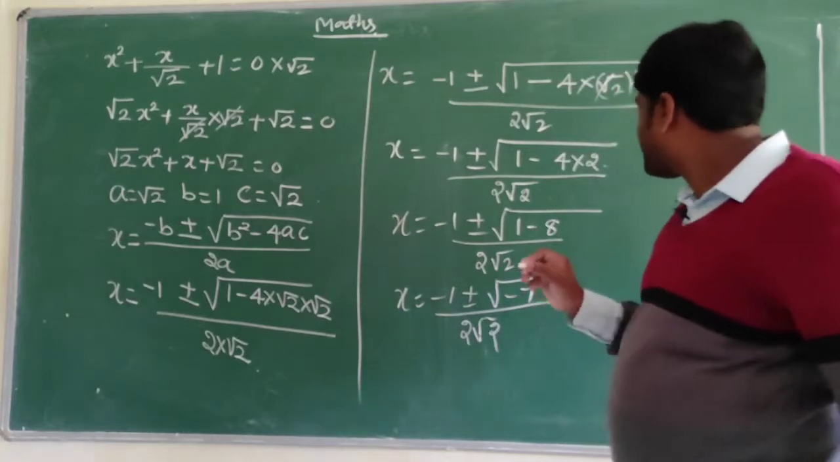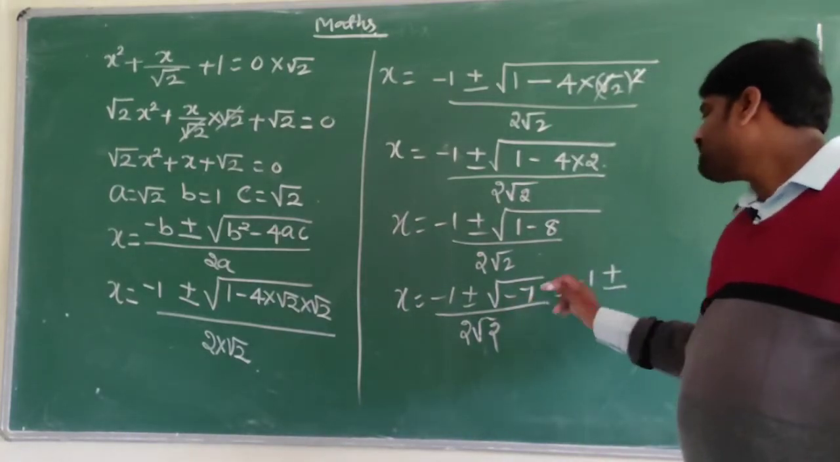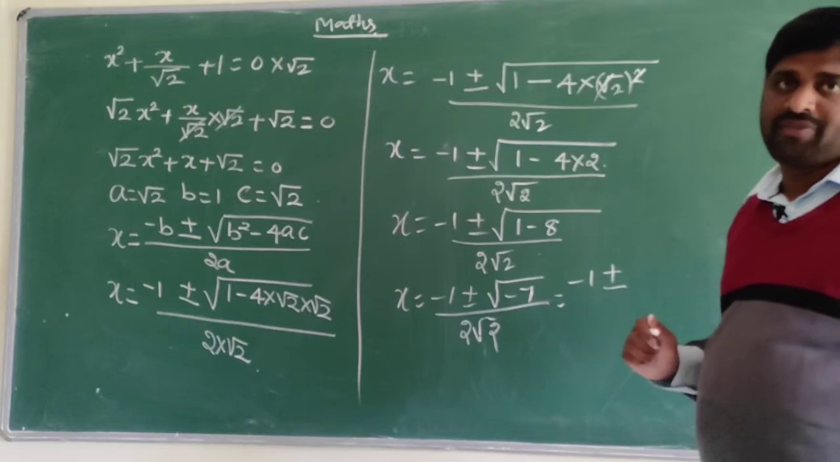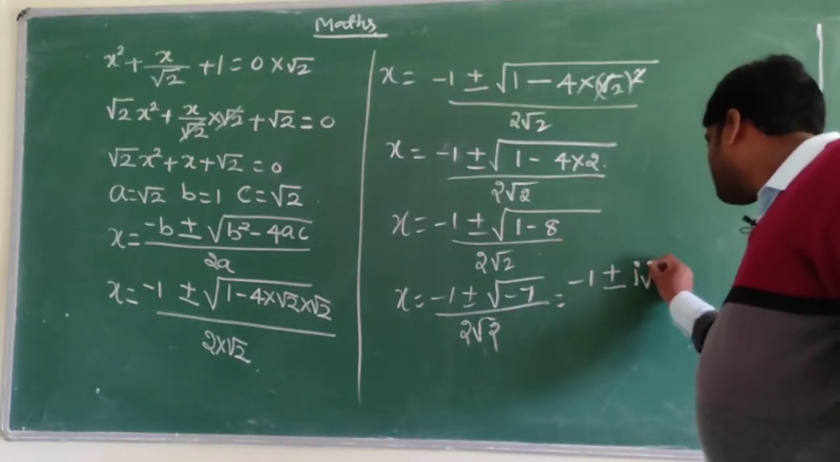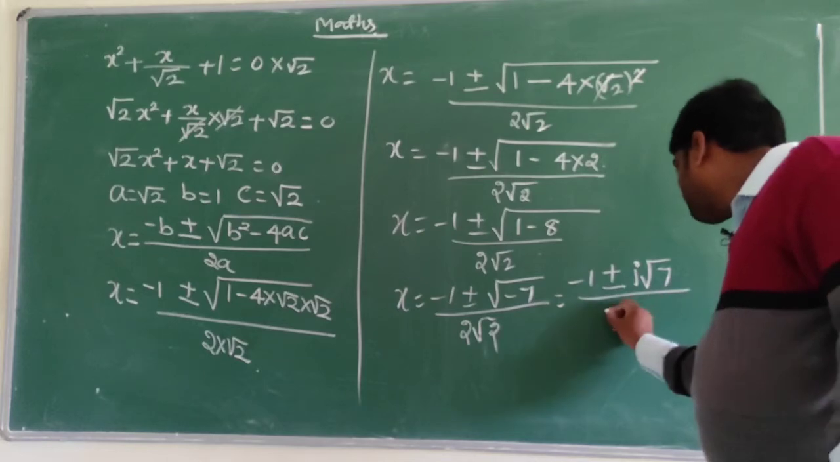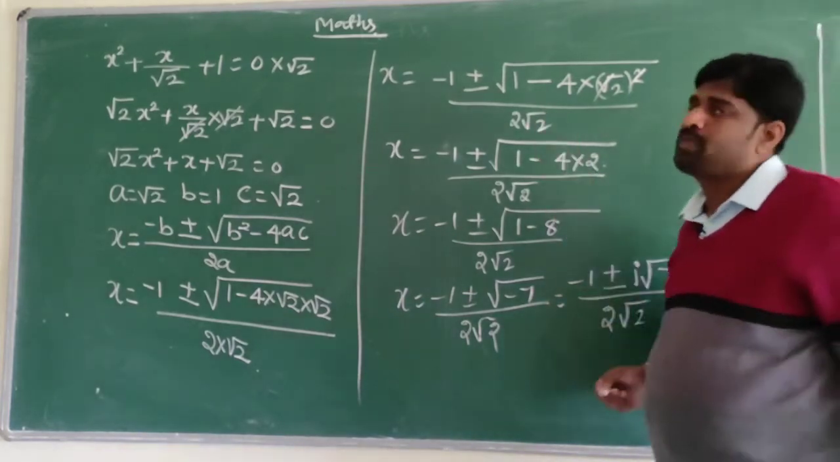So this can be written as minus 1 plus or minus, minus 7 means 7 i square. So the square root of i square is i. That is plus or minus i root 7 divided by 2 root 2. This is the solution for this problem.